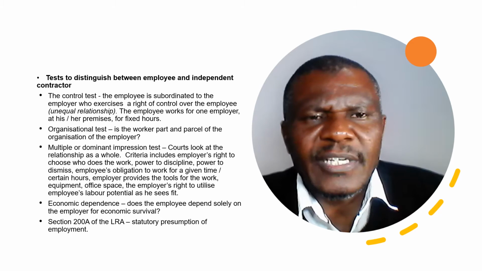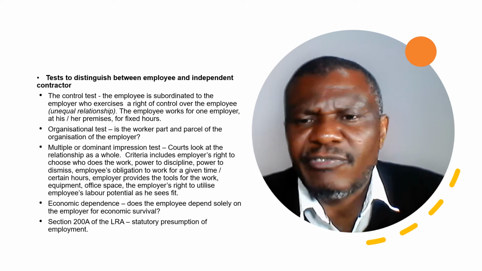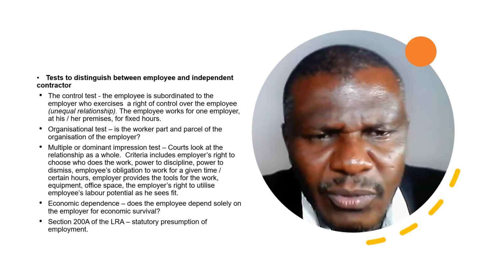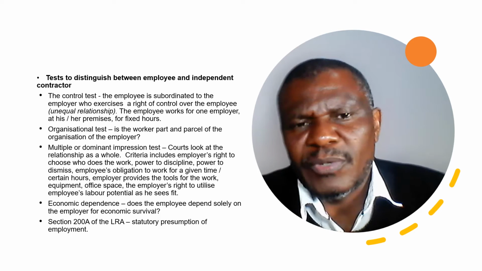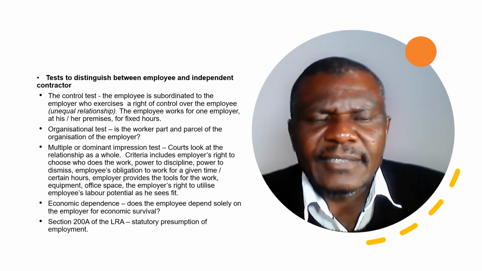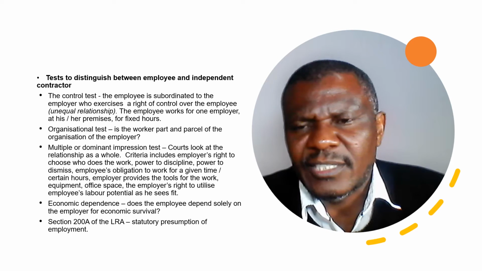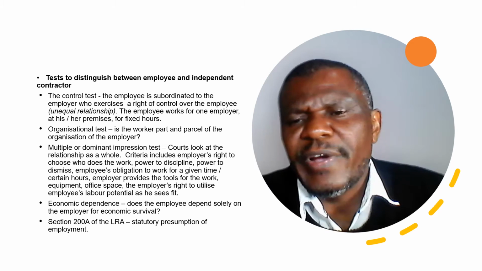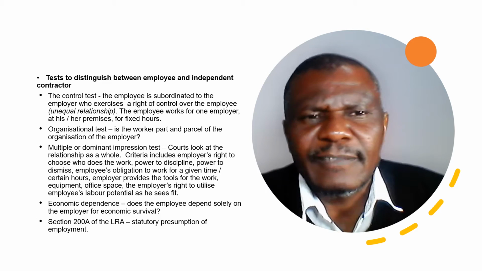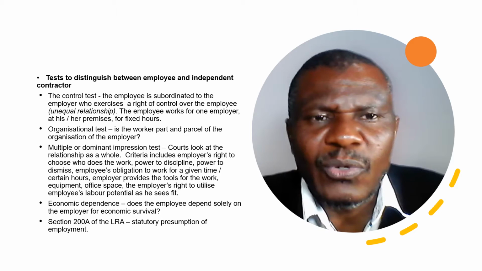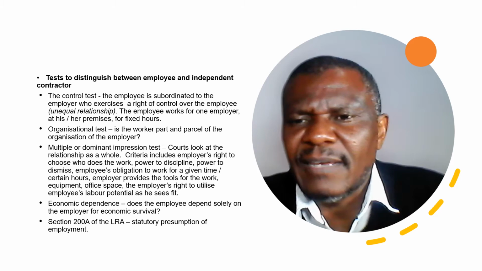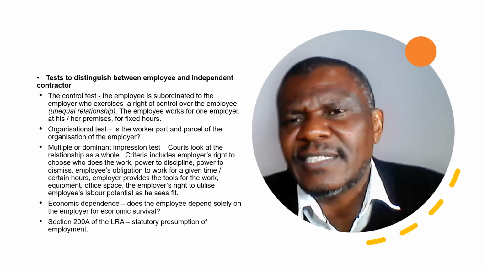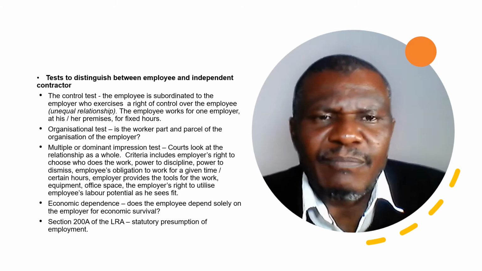So to find out who's an employee, there are 4 tests that have been developed. We have the control test, the organizational test, the multiple or dominant impression test, and the economic dependence test. And then you find that Section 200A of the Labor Relations Act 66 of 1995 also has added some statutory presumption of who an employer is and what employment is. But now, taking into account maybe just the control test, it is often said that a person is an employee if that person is subordinated to the employer who exercises the right of control over the employee.